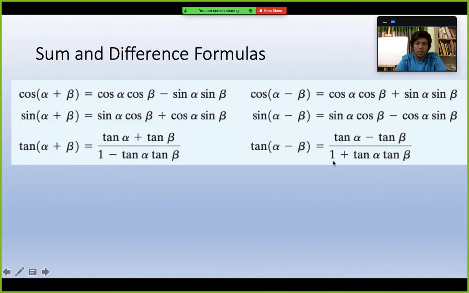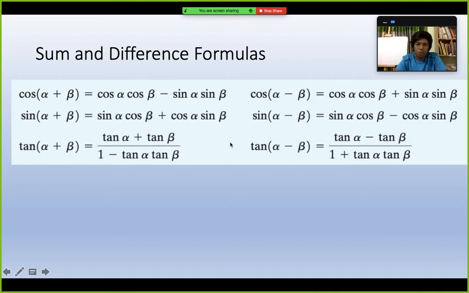First of all, these are the sum and difference formulas, how they work. Say cos alpha plus beta, this alpha and beta represent some angle. Cos alpha plus beta equals cos alpha cos beta minus sin alpha sin beta. This way we have the formula for cos alpha plus beta, cos alpha minus beta. Same way sin alpha plus beta, sin alpha minus beta, and then tan alpha plus beta, tan alpha minus beta. So we have a set of formulas for sine, cos, and tan.